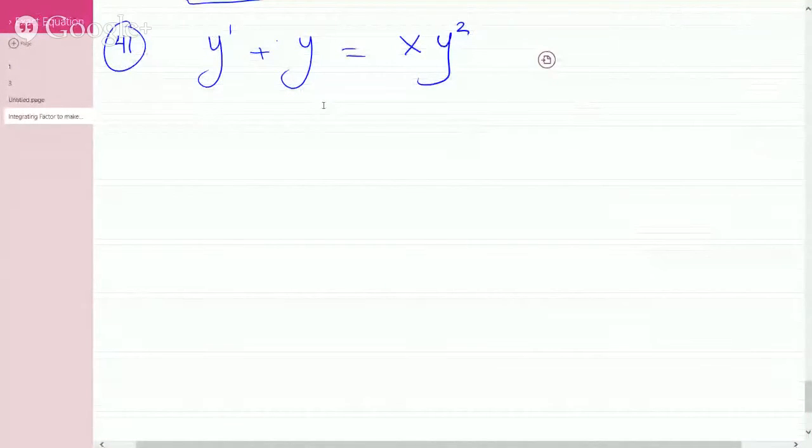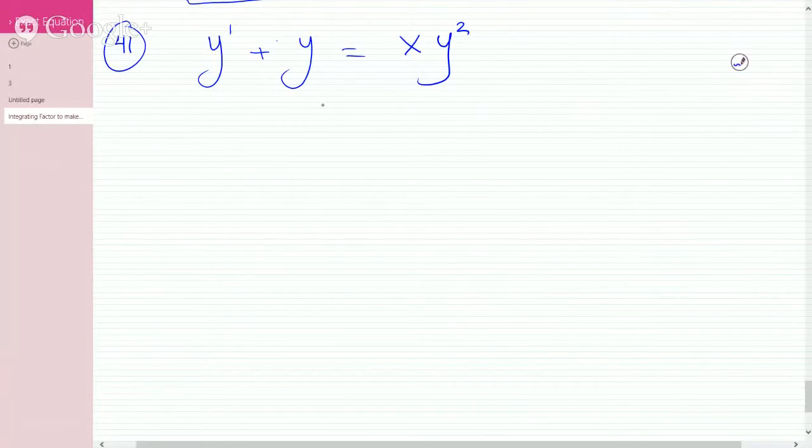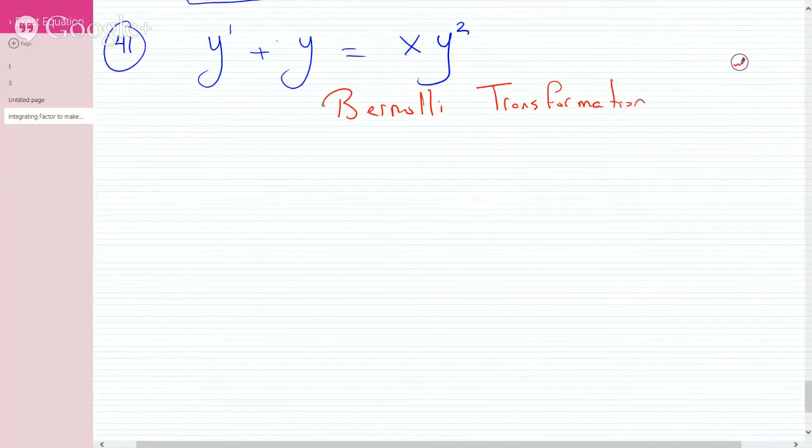So, you see the right-hand side has an xy squared in this differential equation. So we will use Bernoulli's to do a transformation, okay? So let's say that. Bernoulli transformation. Okay. What's the power on the y? The power is 2. So n equals 2.